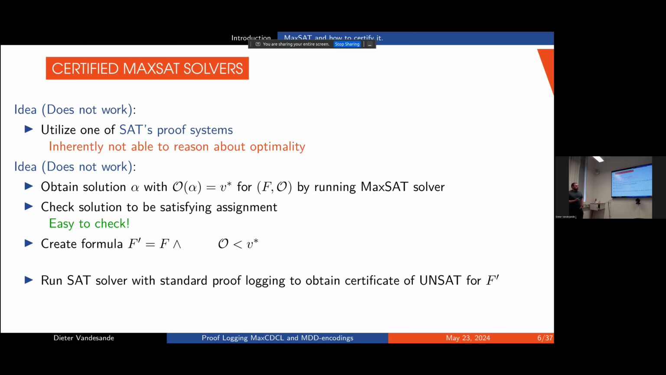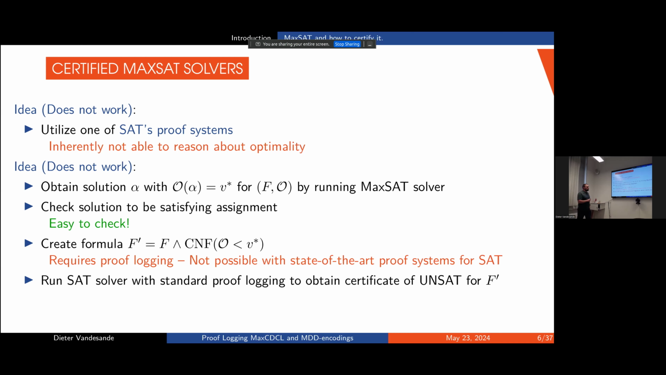Checking if the solution is satisfying, well, that's not too difficult, I guess. But for creating this formula, a SAT solver cannot reason about this kind of constraints. So we have to encode it in a CNF, and that needs proof logging. But since a proof system for SAT cannot reason about these kinds of constraints either, that needs proof logging in a different proof system already.